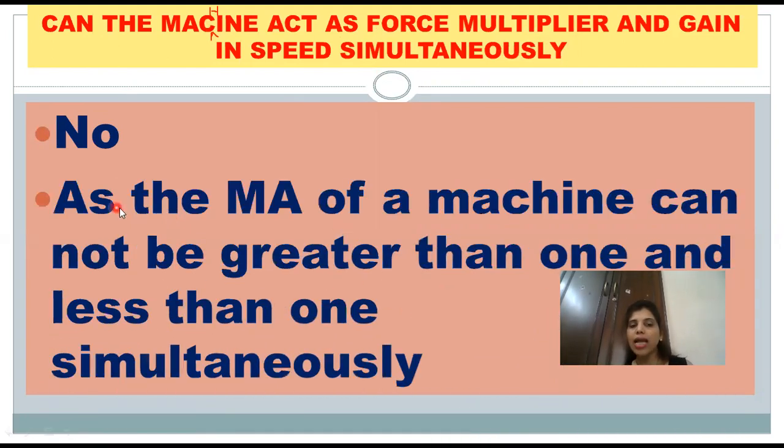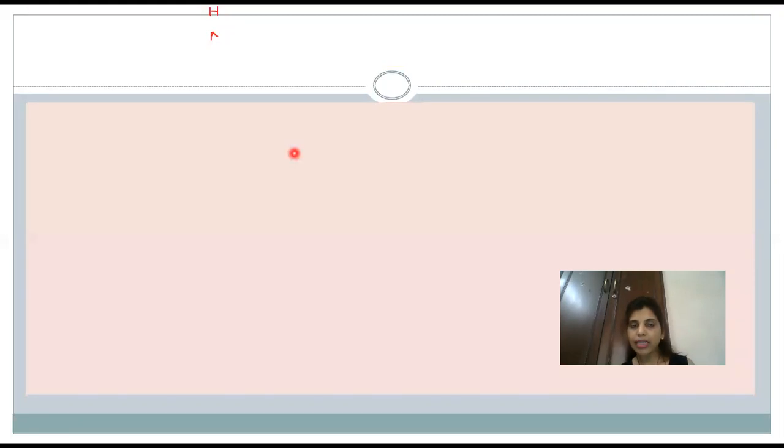So here is the reason: the MA of a machine, that is the mechanical advantage of a machine, cannot be greater than 1 and less than 1 simultaneously, because we have seen that if MA is greater than 1, the machine acts as a force multiplier. If MA is less than 1, it acts as gain in speed. As MA cannot be greater than 1 and less than 1 at the same time, a machine cannot act as a force multiplier and gain in speed at the same time. I hope, children, till here about mechanical advantage is clear. Now we go to the next slide.